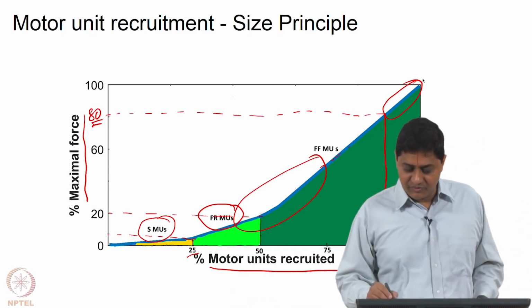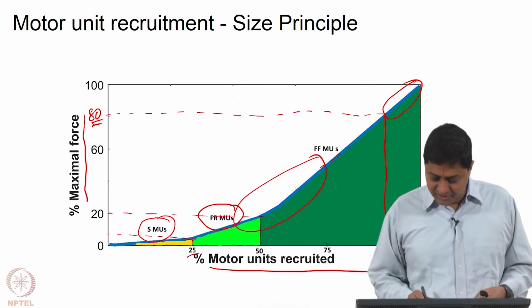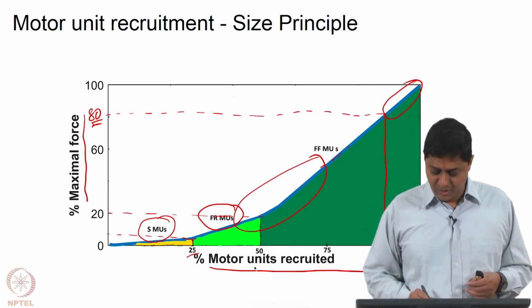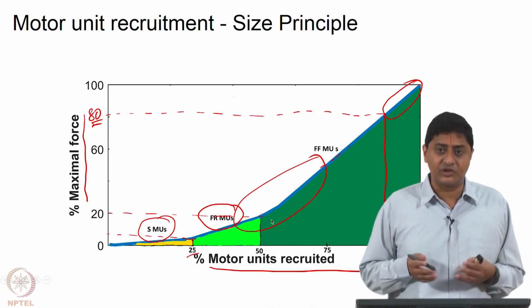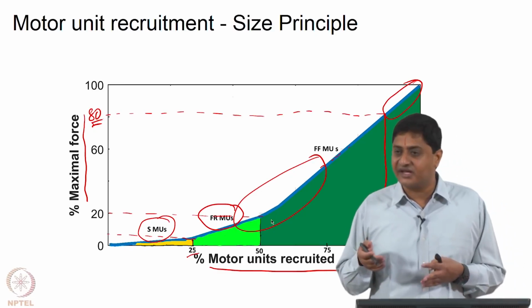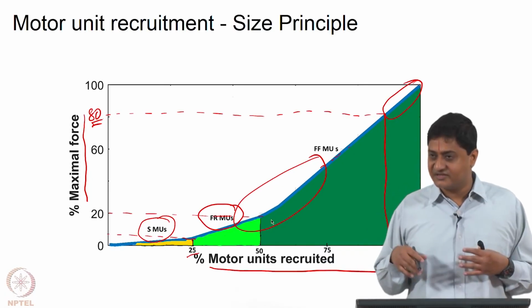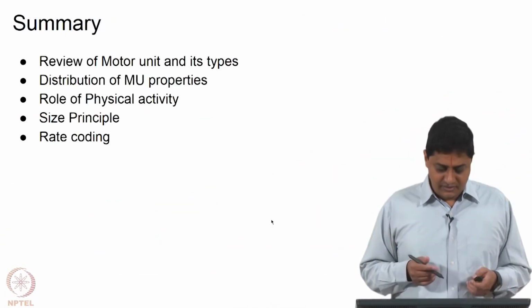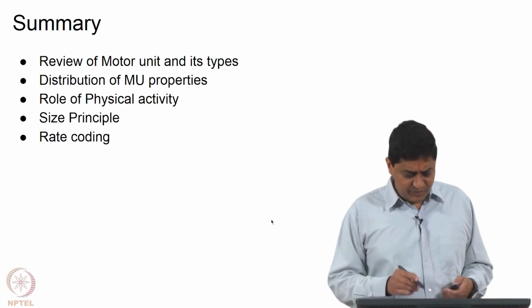For that I am using this principle, but it turns out that even below 100% recruitment, even when 50% or 60% or 70% of the motor units are recruited, even in that range force can be increased by increasing the firing rate of the motor neurons. At all times force can be increased by increasing the firing rate of the motor neurons. That is the principle.